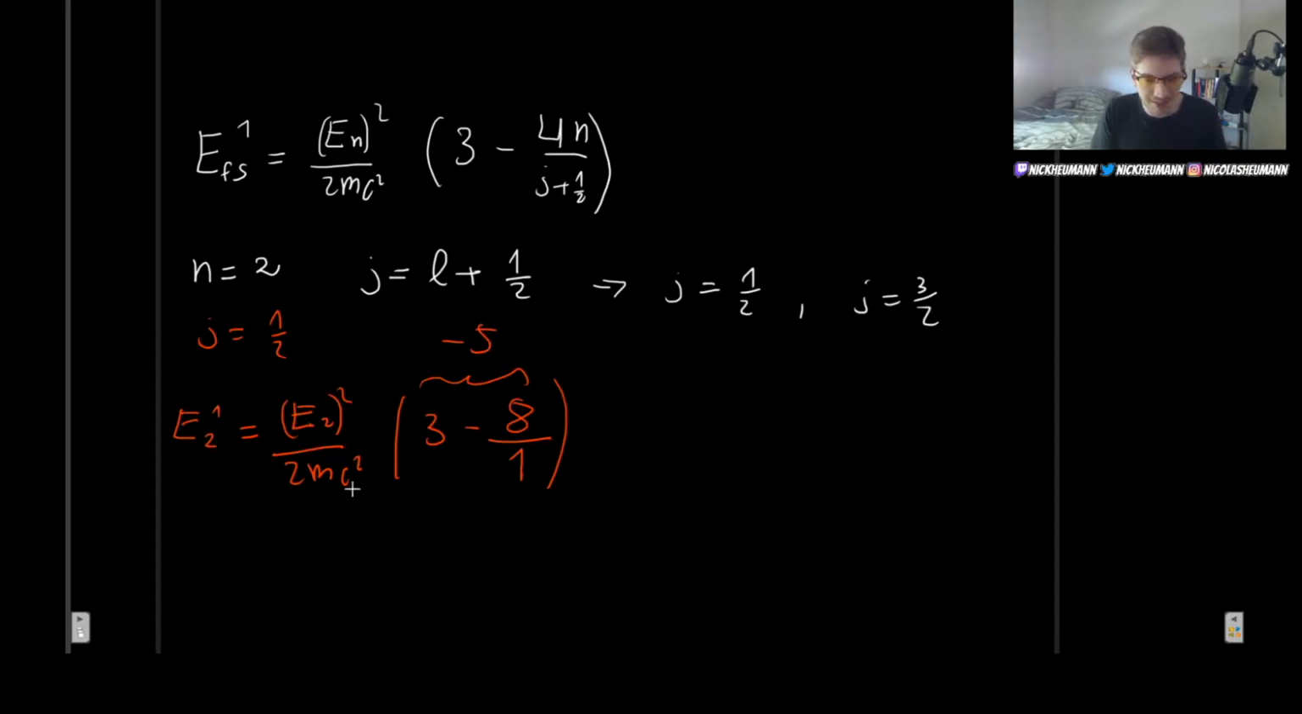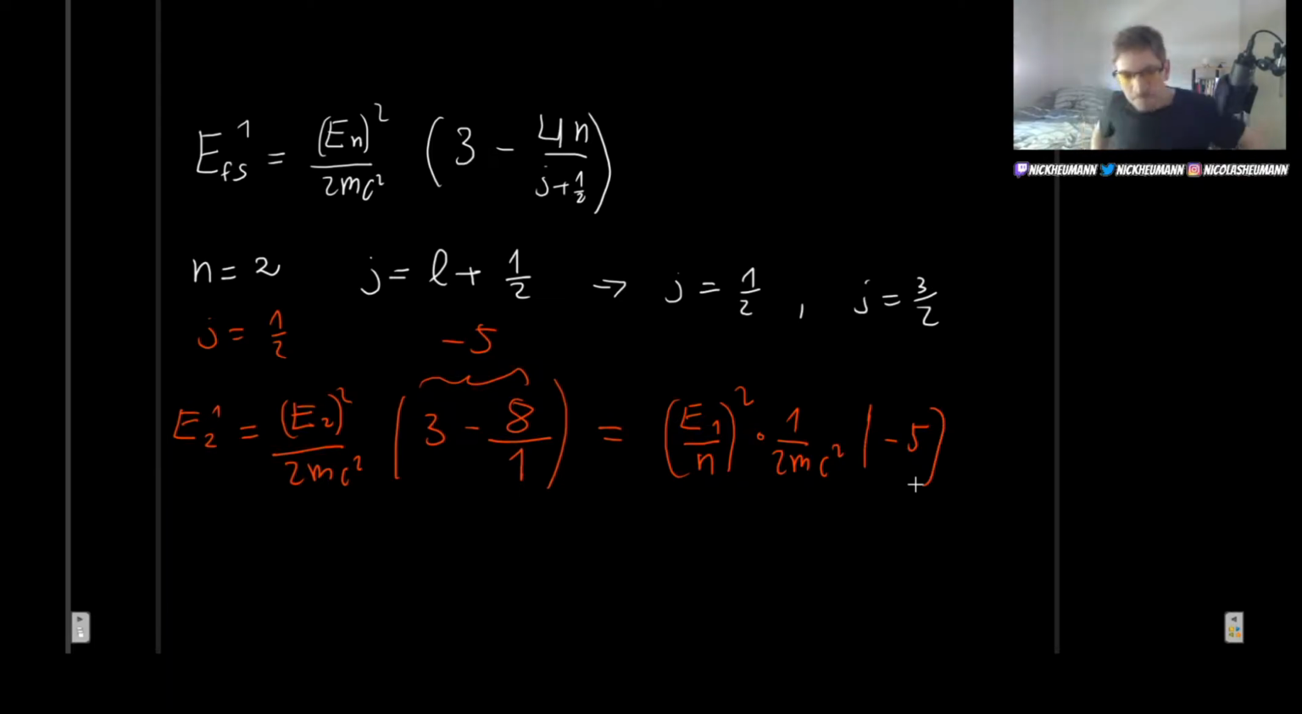Now this right here we will actually encounter quite often. So let me rewrite it. Since E2 is E1 over n, right, and all of this squared, what we have is going to be the following. So this is times 1 over 2mc squared, and this is multiplied by minus 5. Now, what is this? Oh, by the way, n squared here, sorry. So what do we have here?